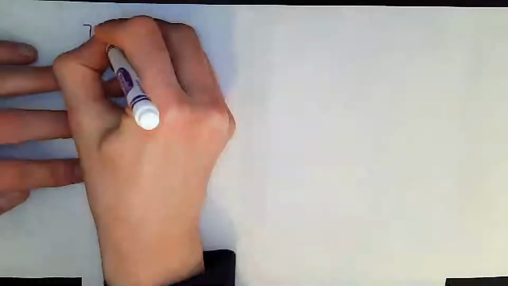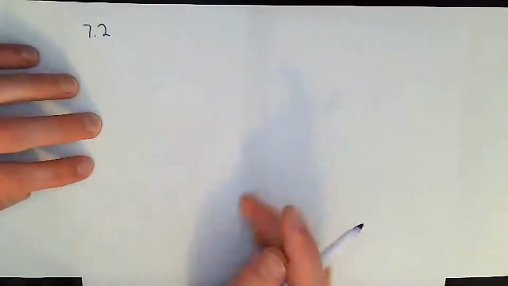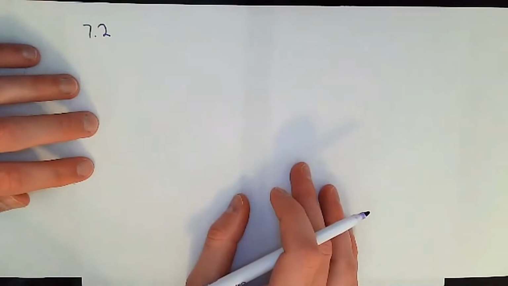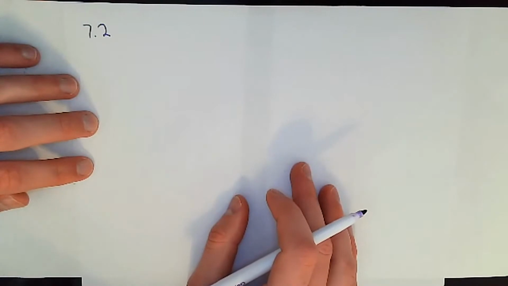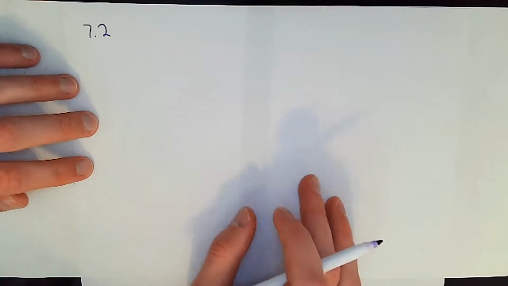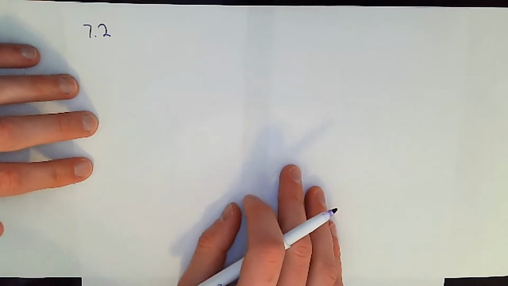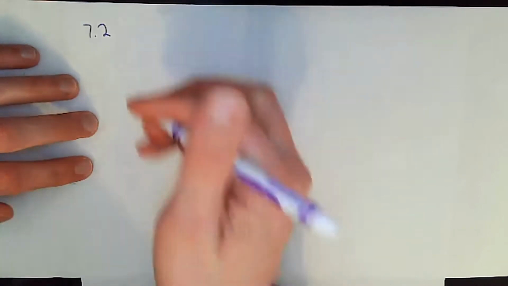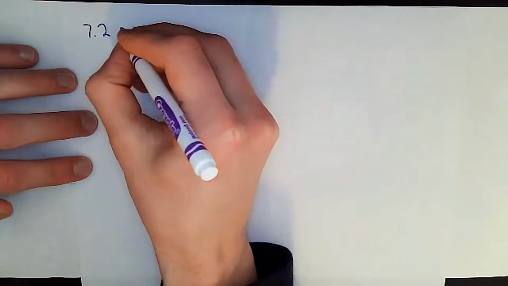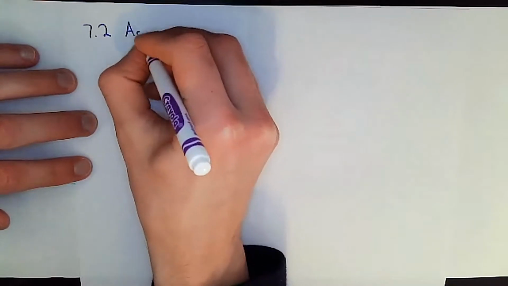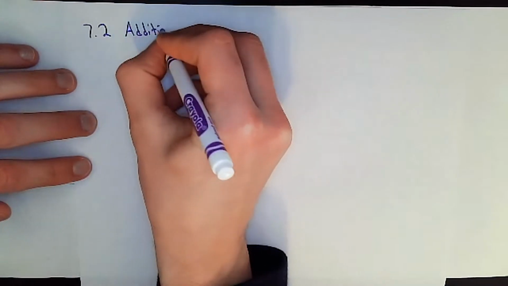Section 7.2, continuing in chapter 7, which is, quote unquote, analytic trigonometry. So we're still building up to solving trig equations, right? We talked about identities last time, and that was a fair bit of fun, just verifying identities and stuff.